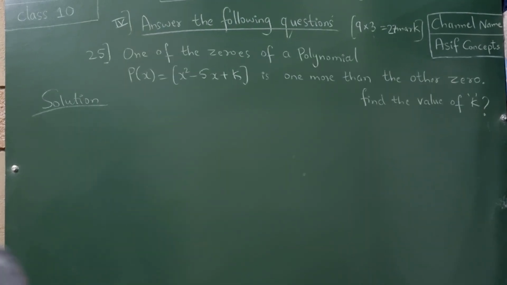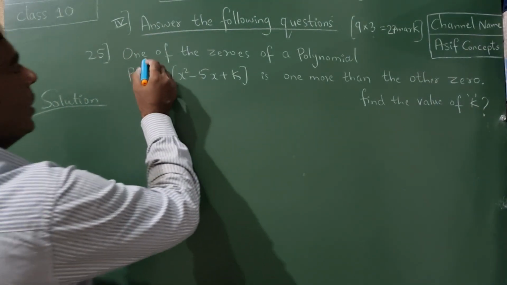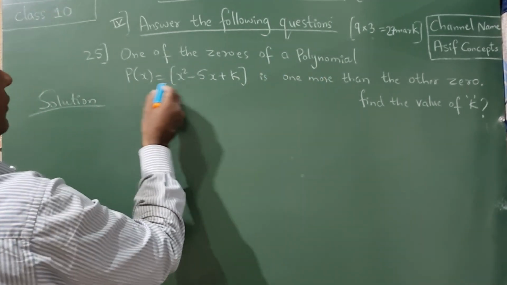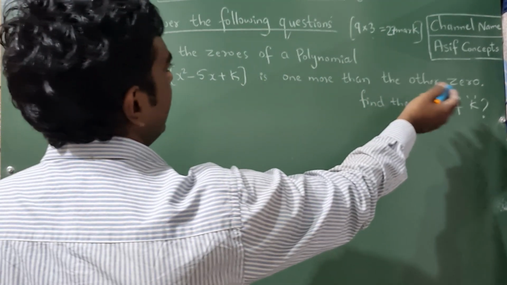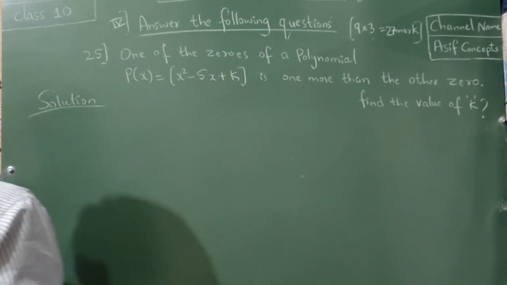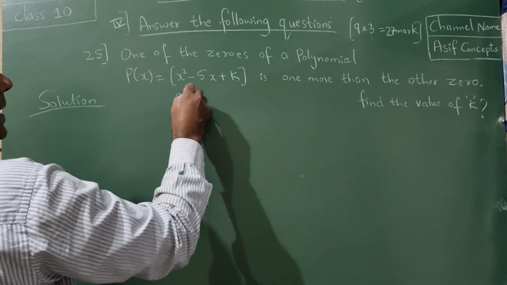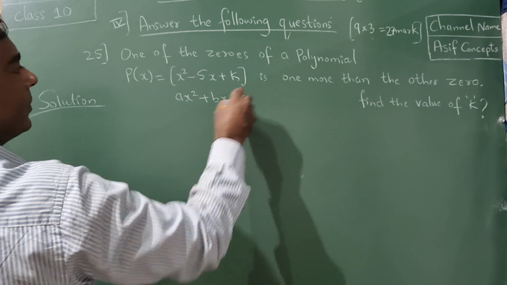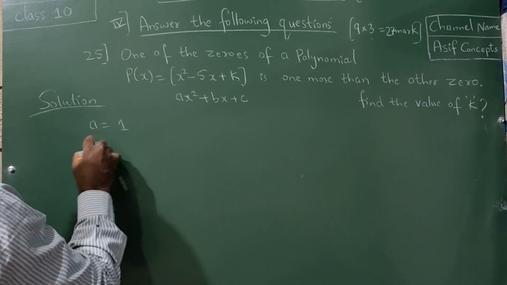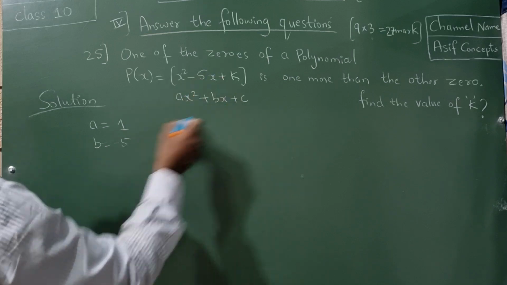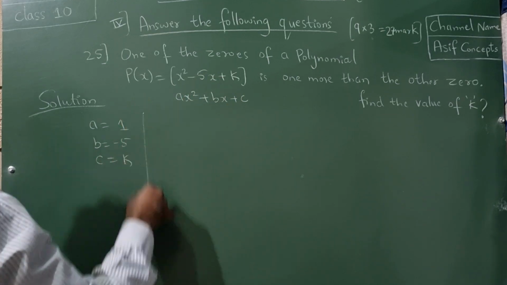Now these are 3-mark questions. So 25th question is, one of the zeros of the polynomial p of x is equal to x square minus 5x plus k is one more than the other zero. Then find the value of k. So in the standard form, if I write, okay, what will be the value of a? A will be 1, b will be minus 5, and c will be k.